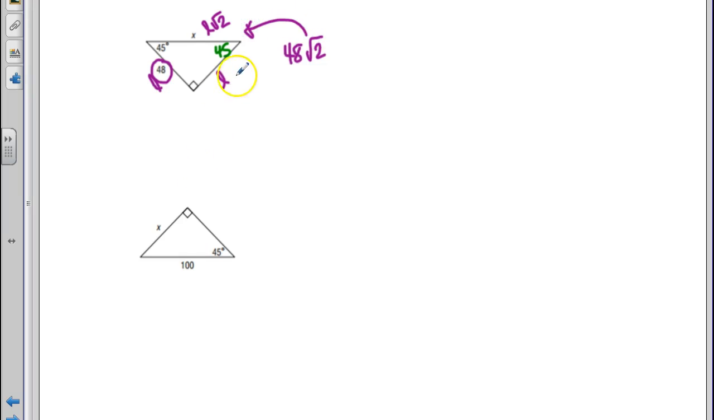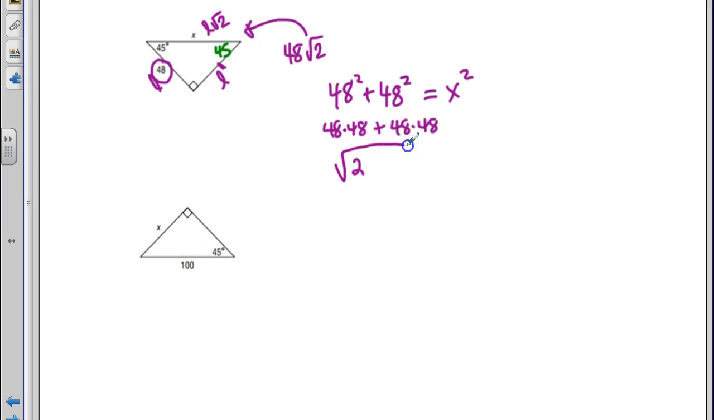That's the shortcut. The long way would be to use the Pythagorean theorem because we're dealing with a right triangle. So we would have 48 squared plus 48 squared equals x squared. Square 48, add them together, take the square root, and you're going to get 48 times the square root of 2. Yay, us. So think about that. 48 times 48 plus 48 times 48. I have two groups of 48 times 48.